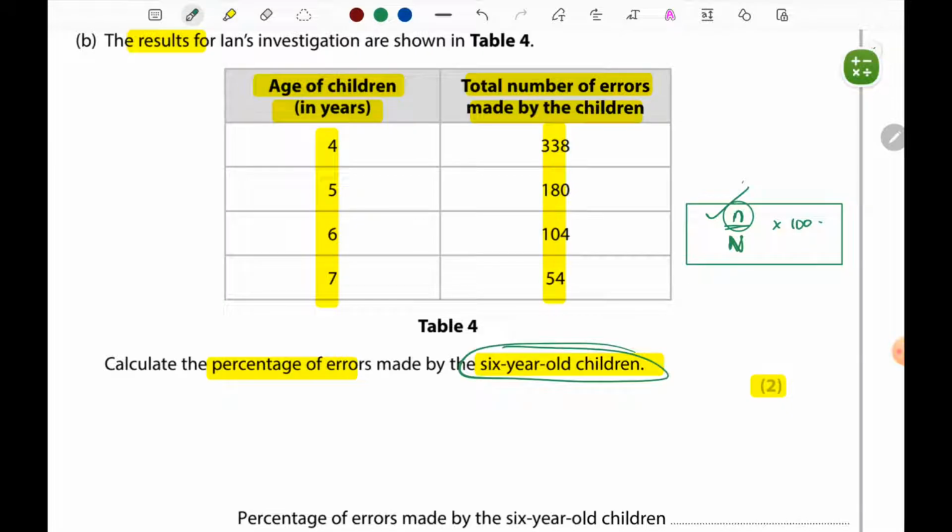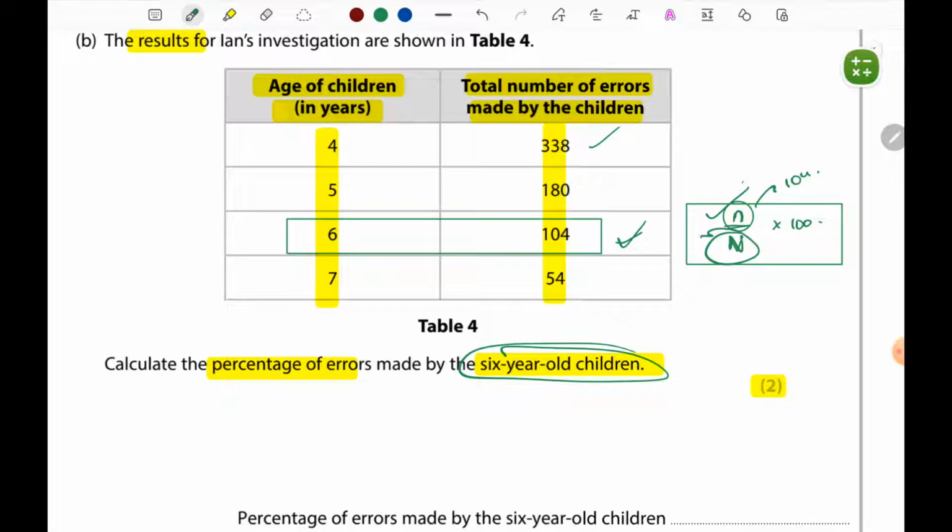Again, students will make haste and they won't note which is the exact category being asked for, and most of them will just pick up the first number which is there. So we shouldn't do that. Instead of that, since they've mentioned 6, we should look at the row for 6. There the number is 104. That means on the numerator we want 104.